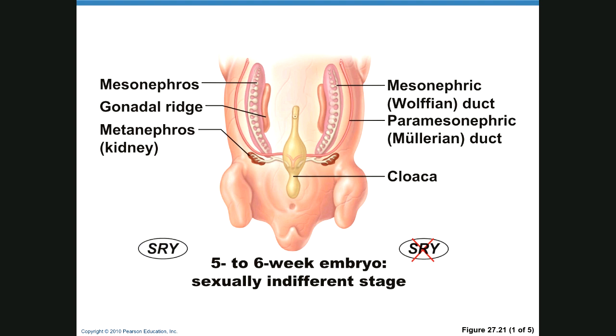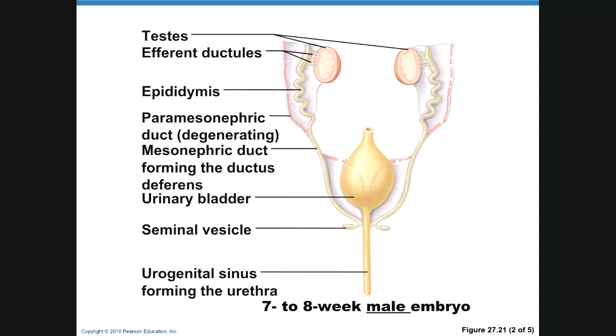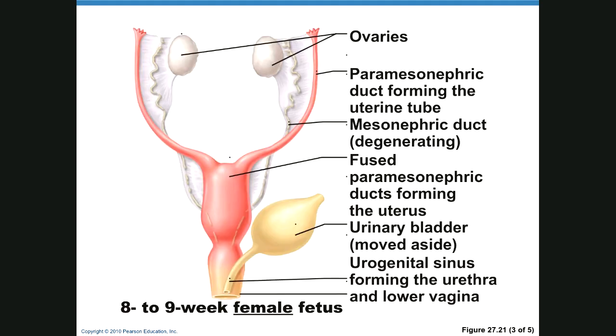But they're identical. This is a gonadal ridge, 5 to 6 week embryo. If they have the SRY, they'll become male. If they don't, they'll become female. Well, they are female. This is a male embryo. You see he still has the testes way up here. Female embryo, this is 8 to 9 week fetus. I think they call 8 weeks the point where fetal development begins because all the organs are produced.